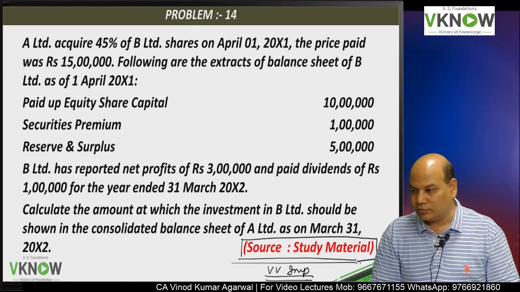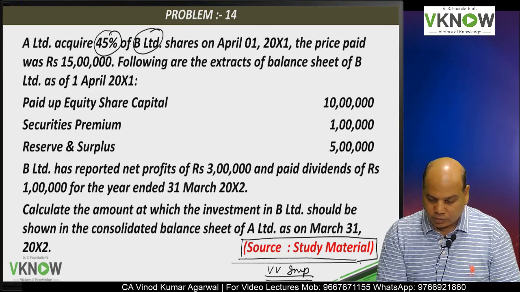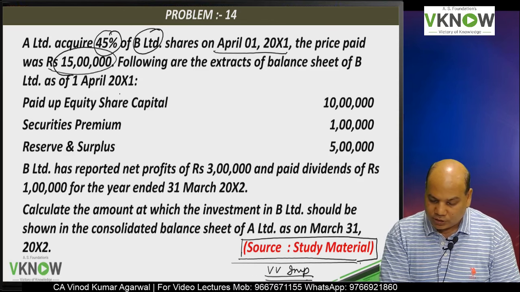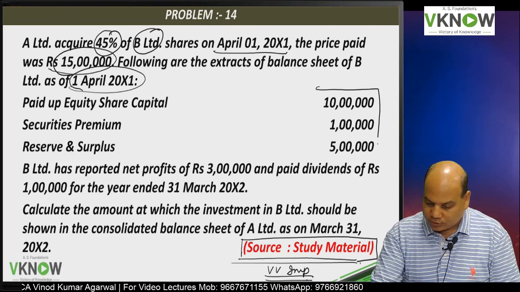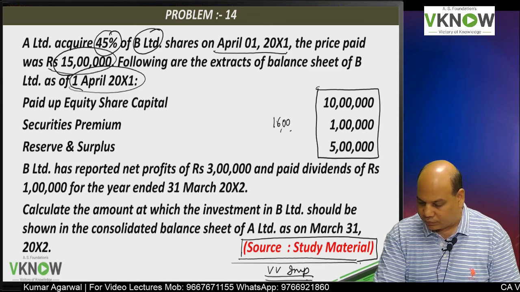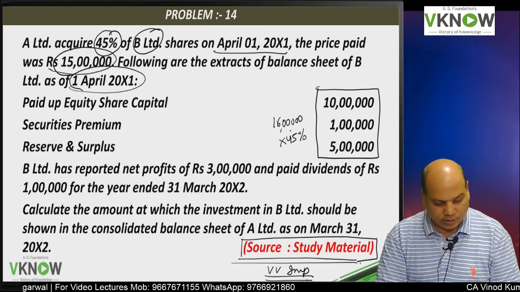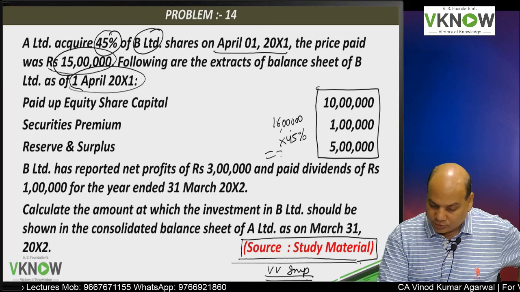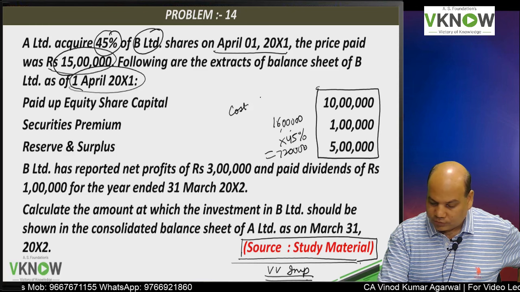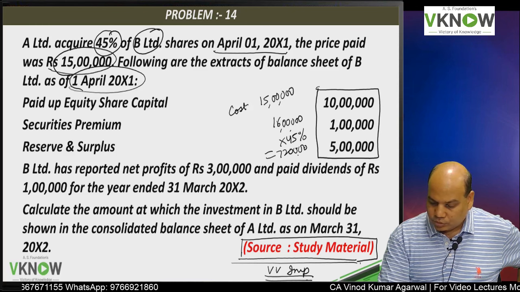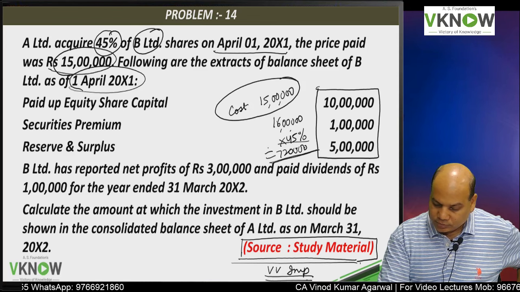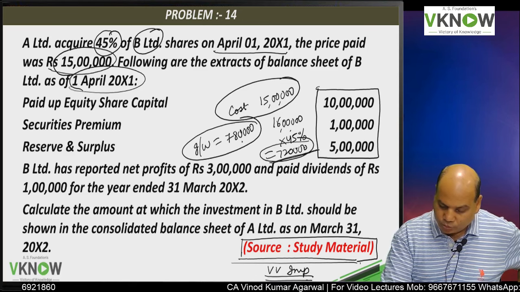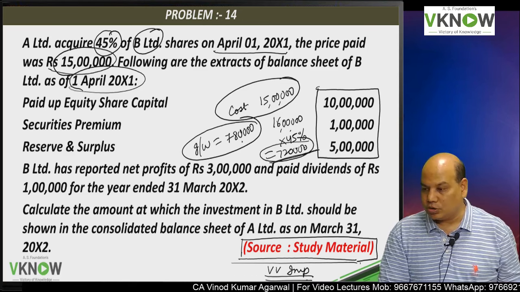A Limited acquired 45% of B on 1/4/2000 X1. The price paid 15 lakh. Following are the extract of the balance sheet on 1/4/2001. So, this will help me to calculate goodwill or capital reserve. 16 lakh was the net asset. Into 45%, if I do, that comes to 7,20,000, and my cost of acquisition is 15 lakh. So goodwill will arise. 15 lakh minus 720, goodwill will arise 7,80,000. You paid 7,80,000 excess amount towards goodwill.